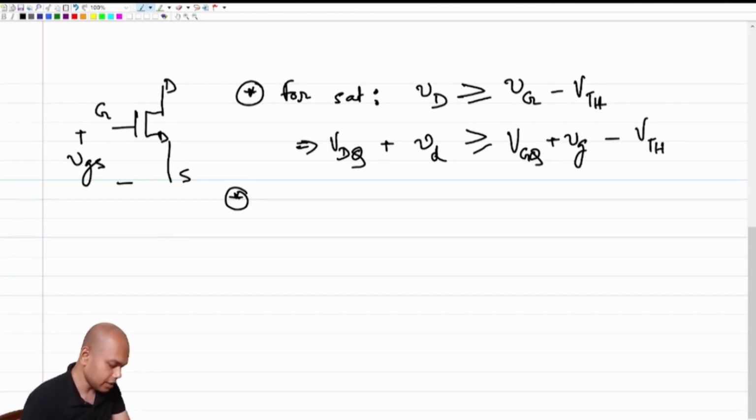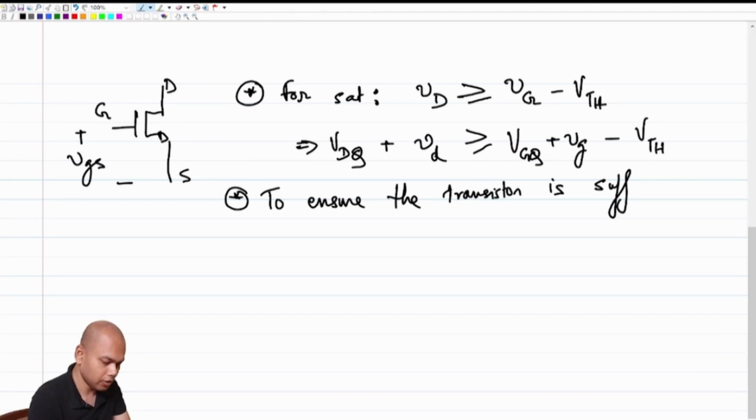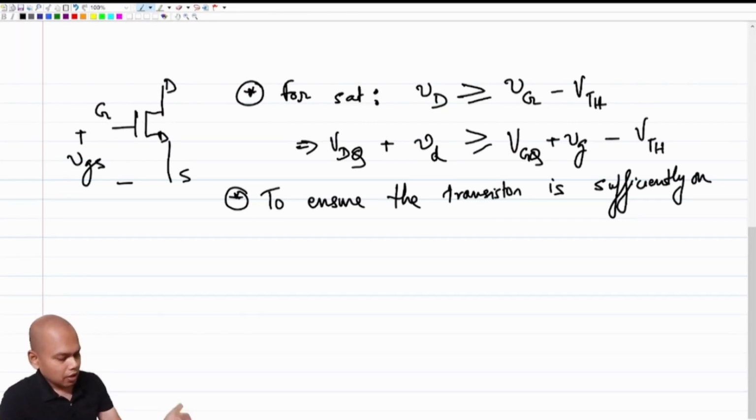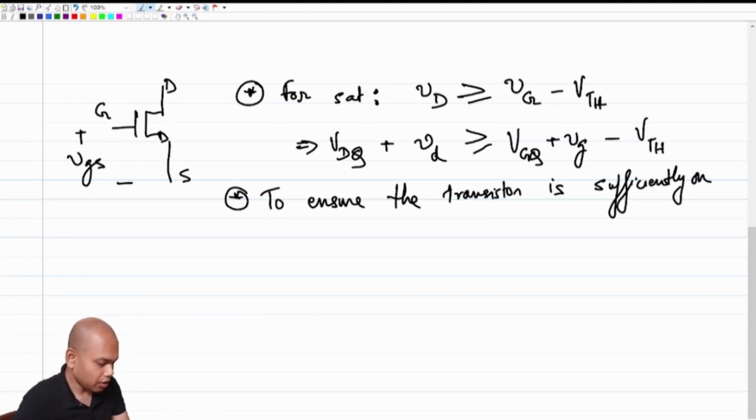What was the second condition? The second condition was to ensure the transistor is sufficiently on, right? So when we say the transistor is sufficiently on, what are we implying?